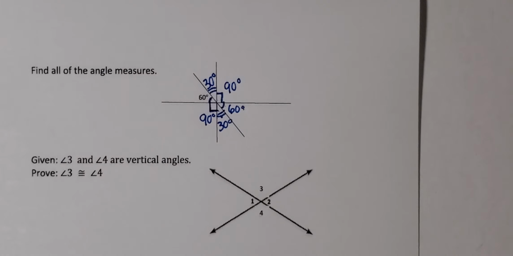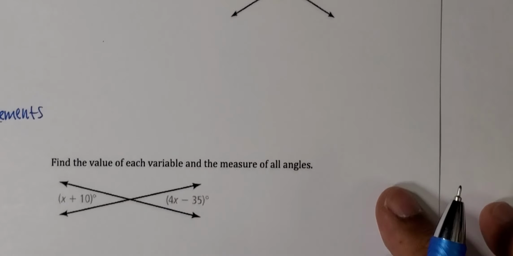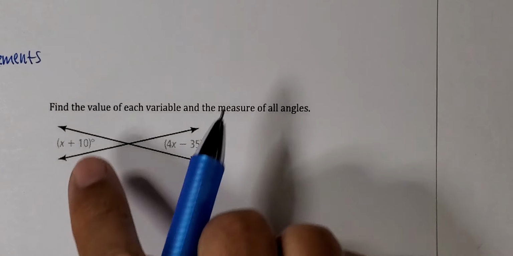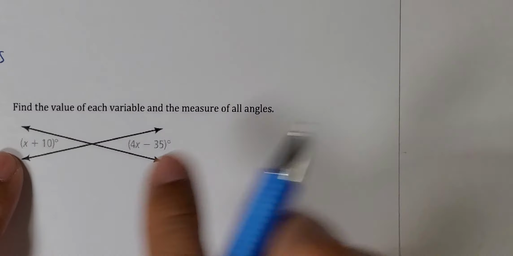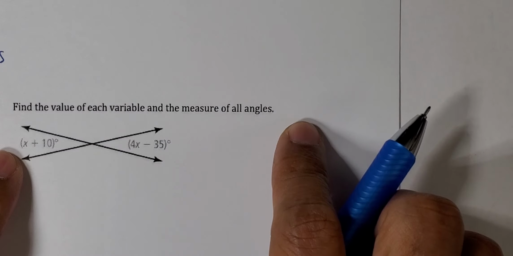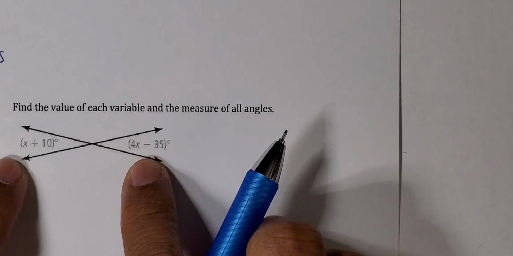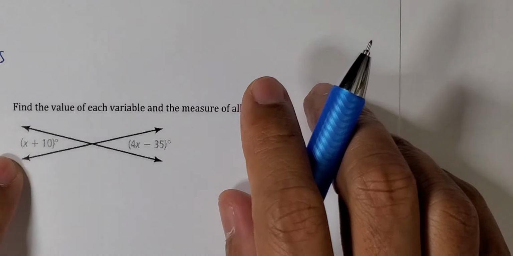All right, let's go to the last example. So on this example, we're being asked to find the value of each variable and the measure of all angles. I only see one variable, but you might see 2 or 3 variables on a problem. But this is how you do this one here.